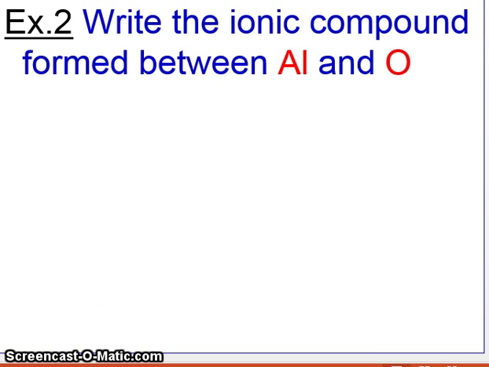This one says write the ionic compound formed between aluminum and oxygen. Again, we'll have to take a look at the periodic table for the charges of these two. And aluminum, if you take a look at the periodic table, has a +3 charge. Take a minute to verify. Nicely done. Oxygen, if you take a look, has a -2 charge. Now we have to do the same thing. The question is how many aluminums and how many oxygens must we put together so that they cancel each other out?